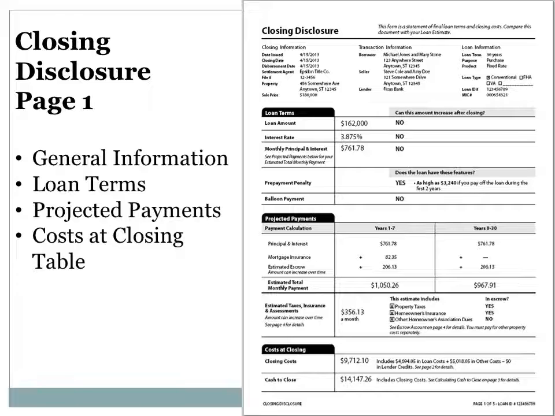Here is page 1 of our closing disclosure. Essentially, it's the same first page that we saw with the loan estimate. It has the same information: general information, loan terms, projected payments, and our cost at closing table. Nothing new here. It's the same dynamic form with the same requirements. So we're going to move on to page 2.